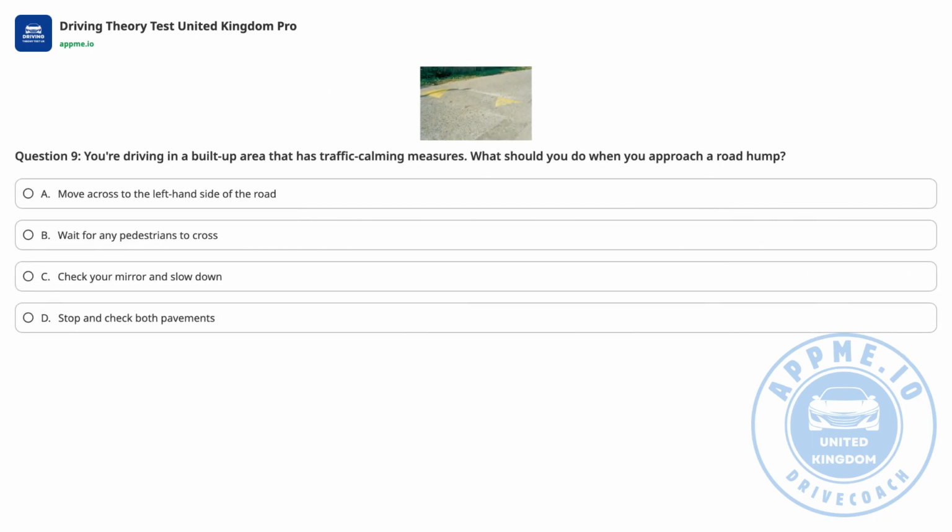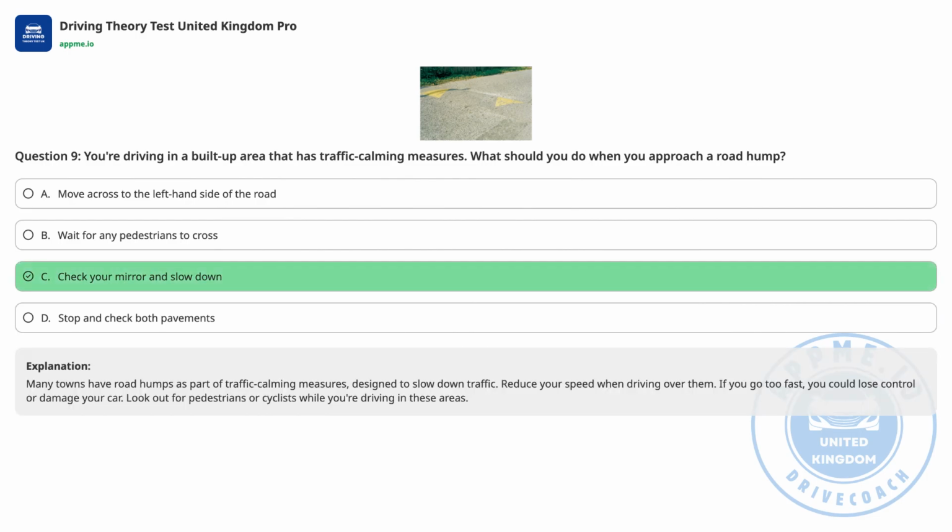Question 9. You're driving in a built-up area that has traffic calming measures. What should you do when you approach a road hump? A. Move across to the left-hand side of the road. B. Wait for any pedestrians to cross. C. Check your mirror and slow down. D. Stop and check both pavements. The correct answer is C.